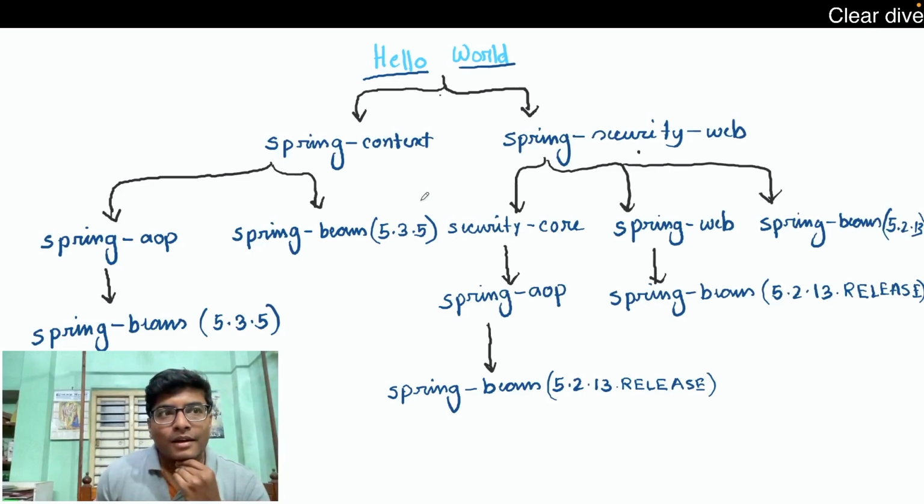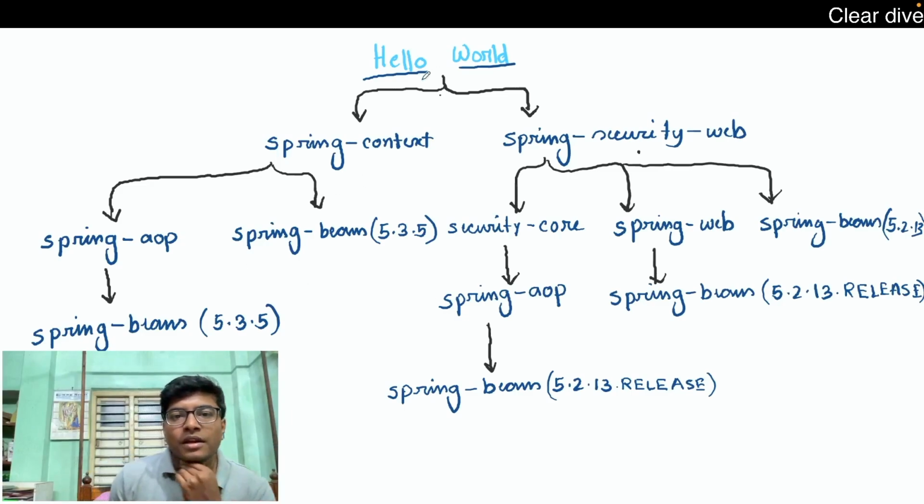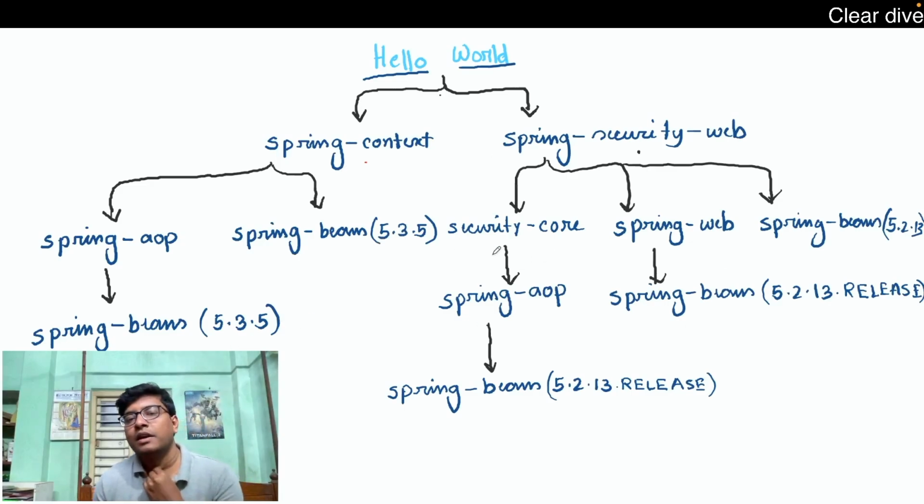I hope you all remember in our college days we learned a topic called level order traversal in trees. Maven doesn't follow the sorting rule. Instead, Maven first creates a dependency tree. This is the tree, for the same application I am using. Our hello world depends on Spring Context and Spring Security Web. Spring Security depends on Spring Web and Spring AOP, and Spring AOP depends on Spring Beans. Spring Context also directly depends on Spring Beans 5.3.5. Similarly, I have declared everything.